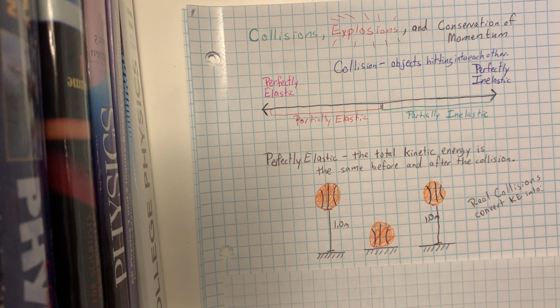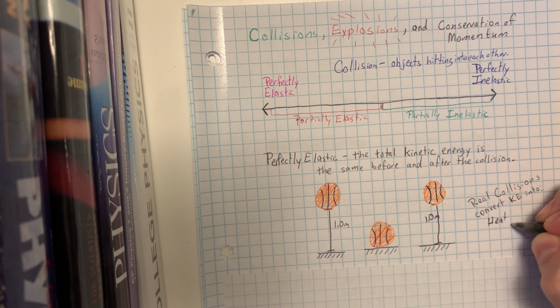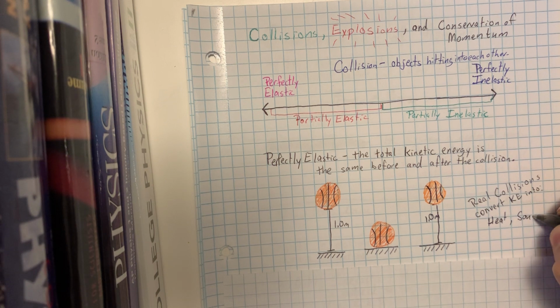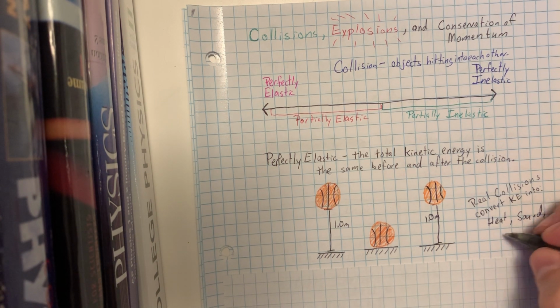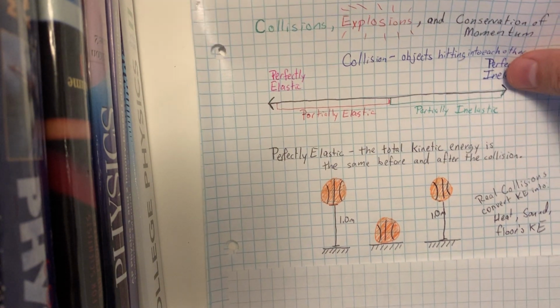When we talk about real collisions, they convert that kinetic energy into heat, sound, and kinetic energy for the floor, because the floor is going to shake a little bit. There's other places where that energy is going to go. There's other transformations for that energy.